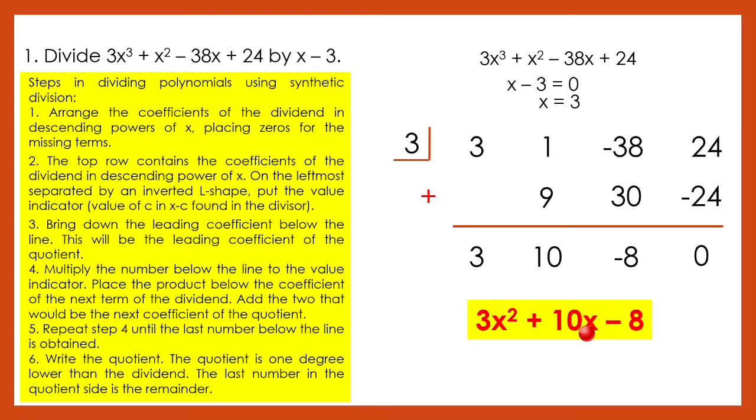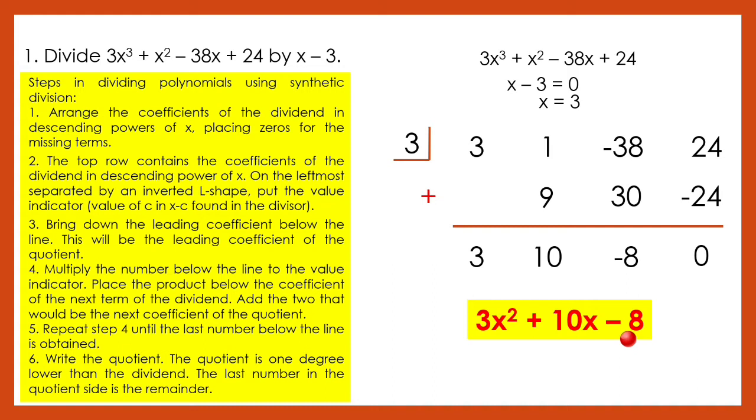X na lang yung kanyang variable, so mababawasan na yung degree niya. And then, minus 8. Okay, ulitin ko. Ang degree ng dividend natin is cube. So, yung quotient natin, babawasan mo ng isa yung 3, so magiging 2. And then, yung next term, mababawasan ulit, so minus 1, x na lang. And then, negative 8. So this is our quotient: 3x squared plus 10x minus 8.